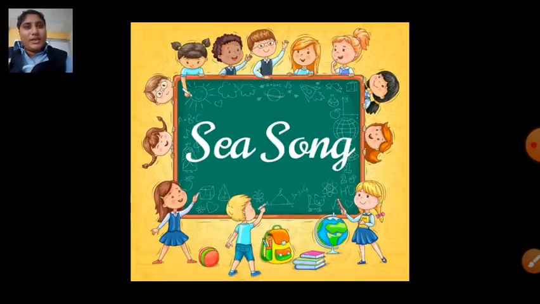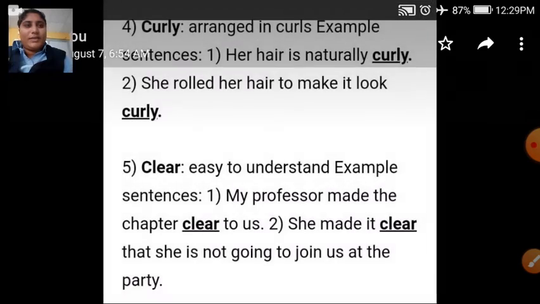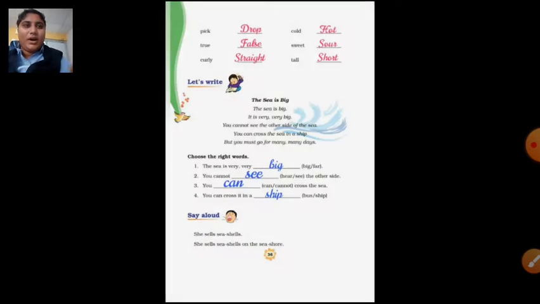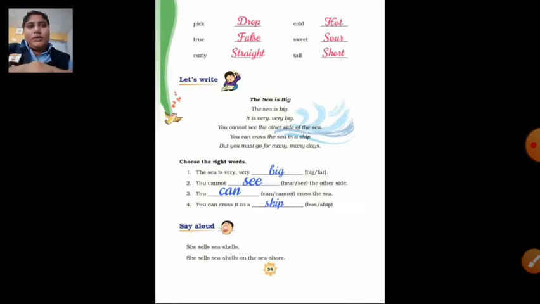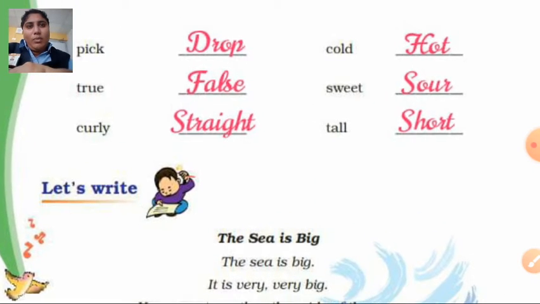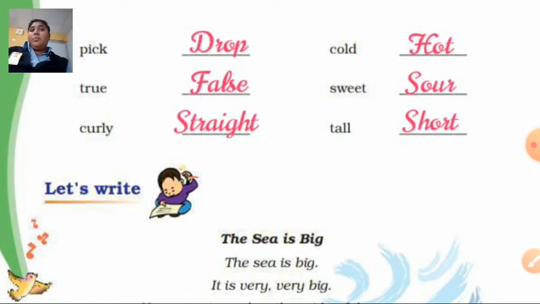On page number 36, we are given a few things that we have already done, so we'll start from here. We are still given a few opposite words that we left in our previous video, right? Now, the opposite of pick is drop, to take something to leave it. True, false. True means something that is right. False means something that is wrong. Curly means something that is circular and curved, while straight means something that is exactly straight.